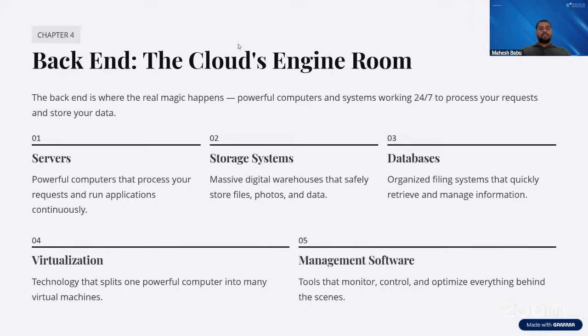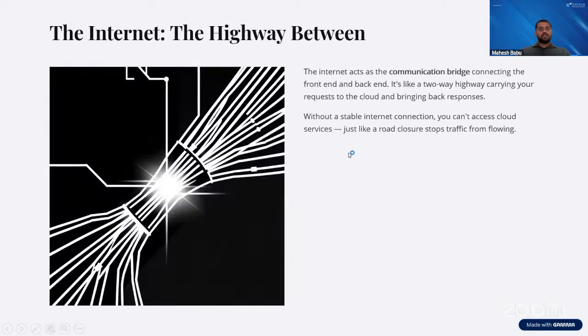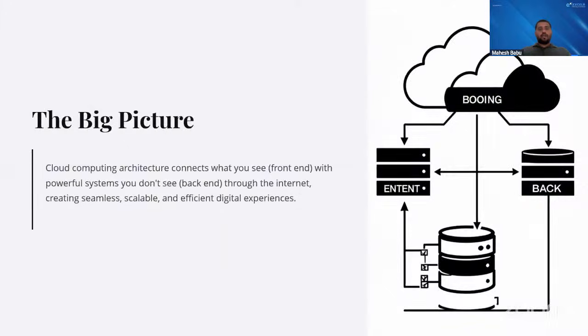Okay, so that's why, participants, storage systems, servers, and virtualization are very important. Virtualization is the technology that splits one powerful computer into many virtual machines. Management software refers to tools that monitor, control, and optimize everything behind the scenes as well, right? So this is something we have to understand, and this is how it works.